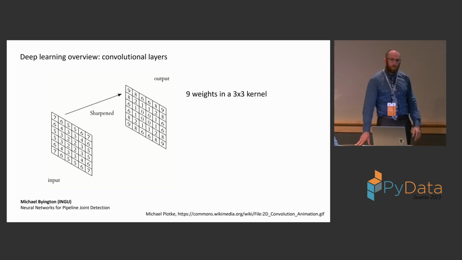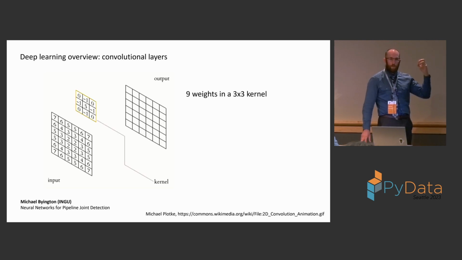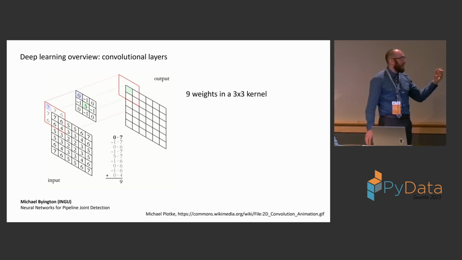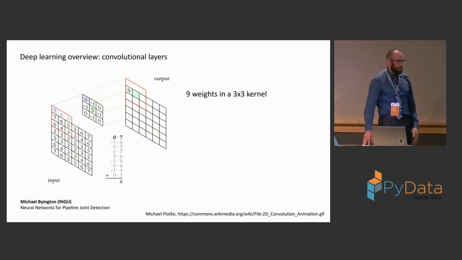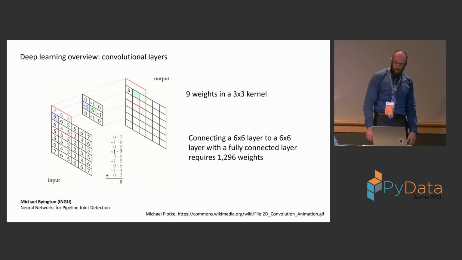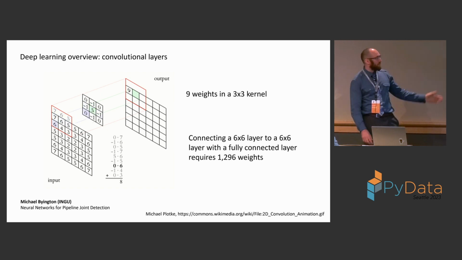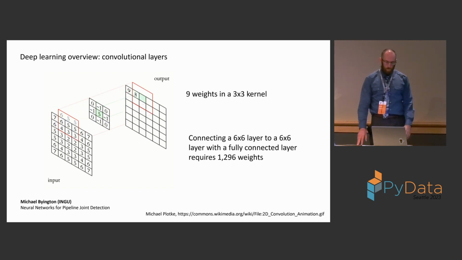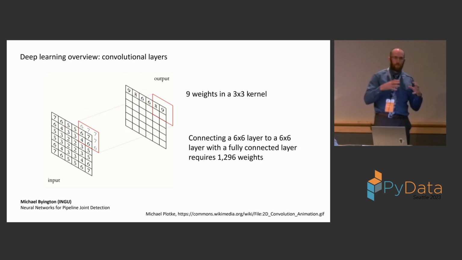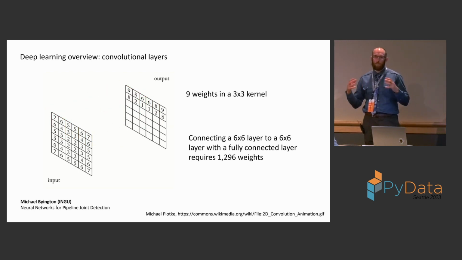The nice thing about convolutions is they allow you to learn about features of your data independent of where they occur in your data. And they're a computational way to connect large layers together. If you were to do this with a fully connected layer, instead of having 9 weights, you'd have close to 1,300. So this is an excellent way to learn things independent of where they can occur within a homogeneous data set.